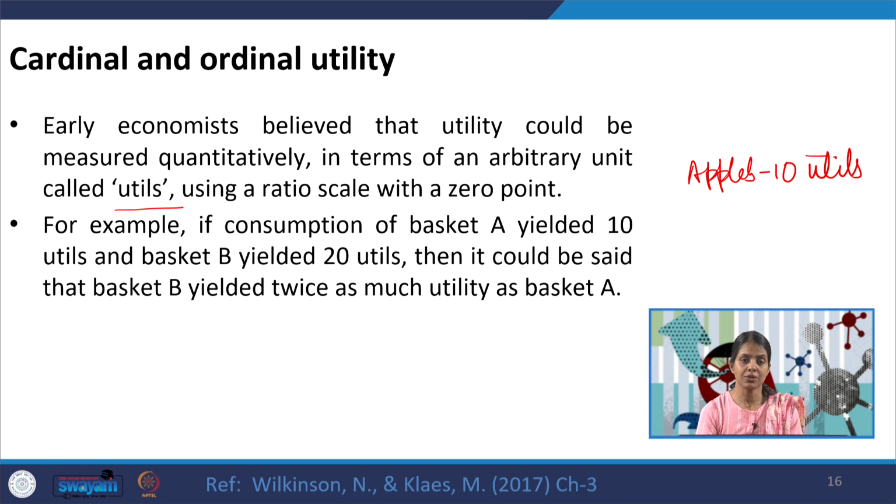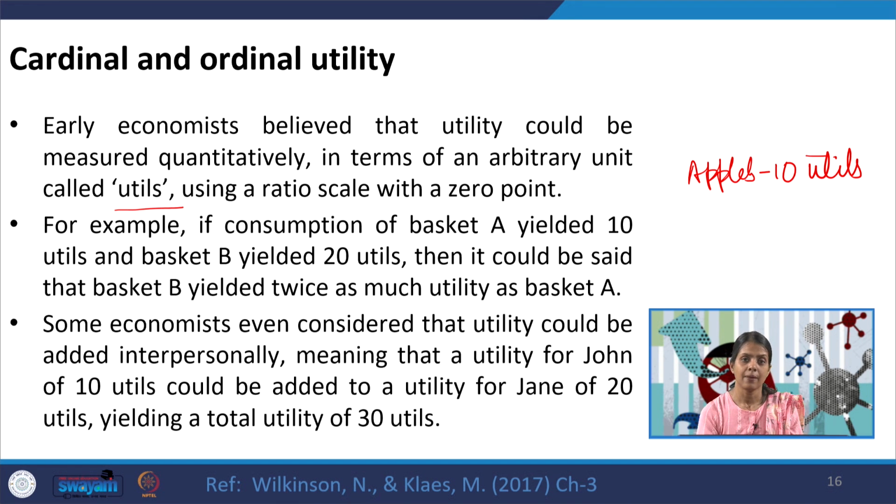For example, if consumption of basket A yielded 10 utils and basket B yielded 20 utils, then it could be said that basket B yielded twice as much utility as basket A, or we can simply say that this facilitates comparison, that basket B is preferred to basket A. Some economists even considered that utility could be added interpersonally, meaning that a utility for John of 10 utils could be added to utility for Jane of 20 utils, yielding a total utility of 30 utils for both of them together.